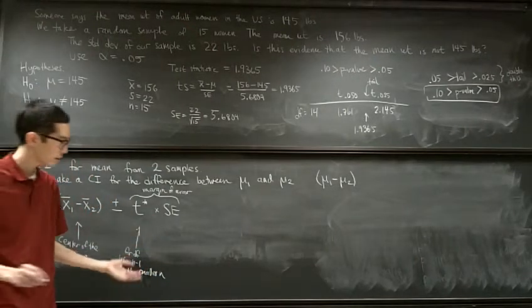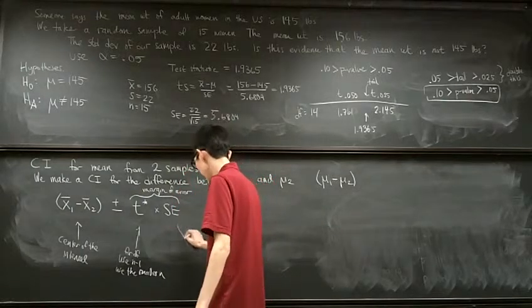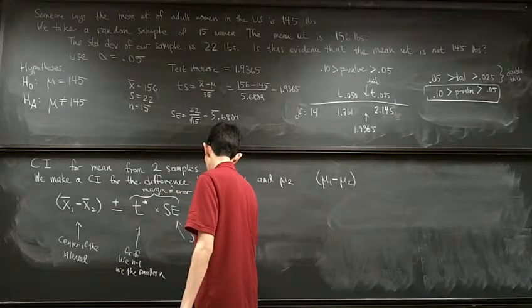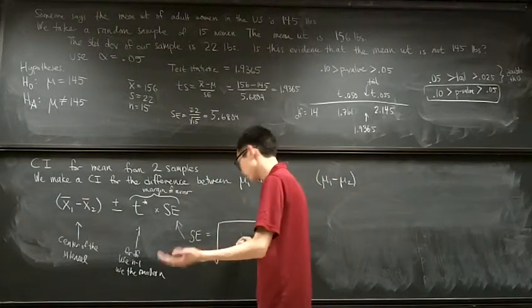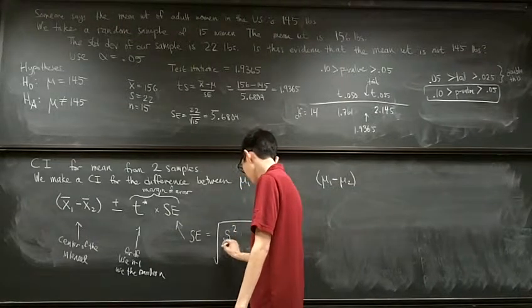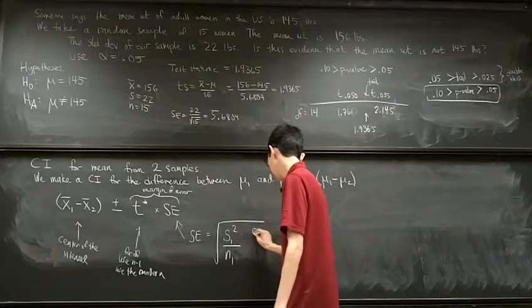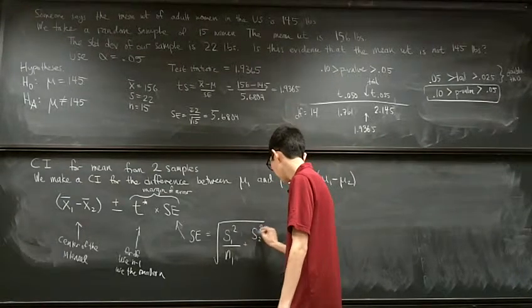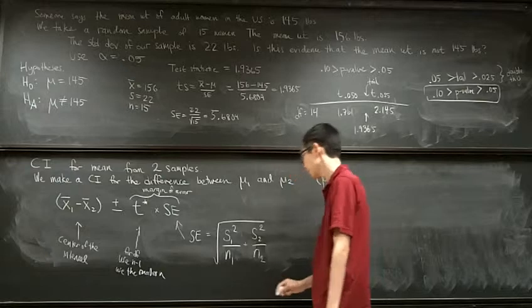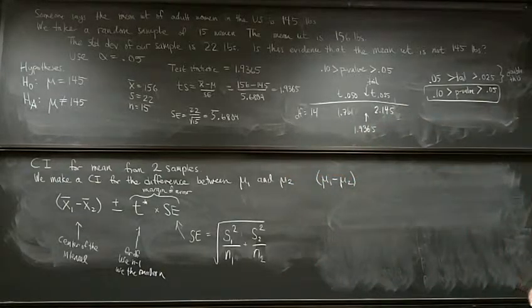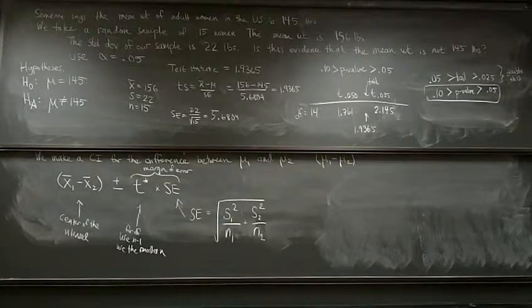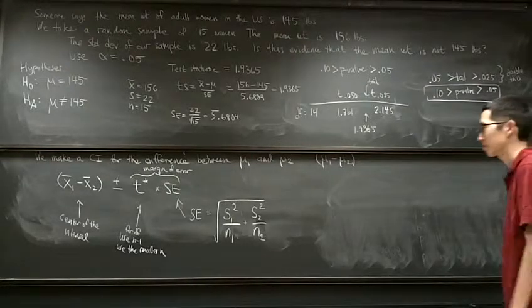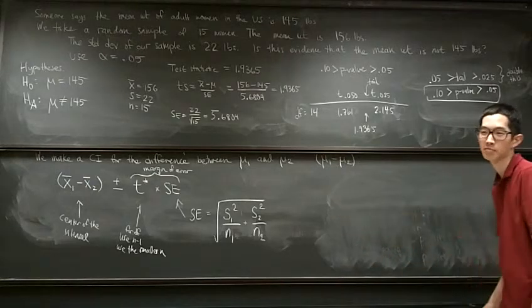Okay. And the standard error, this is the other thing that changes. The standard error is just an ugly formula. Okay, whenever you have two samples, the formulas are ugly. There's not much we can do. S1 squared over N1 plus S2 squared over N2. That's it. And there we go. And that's it.